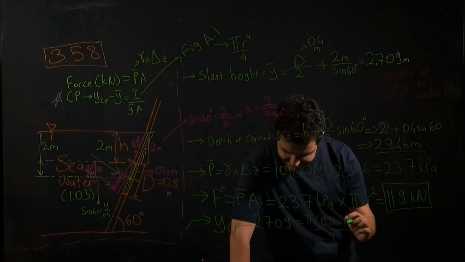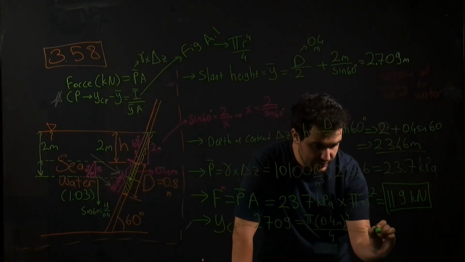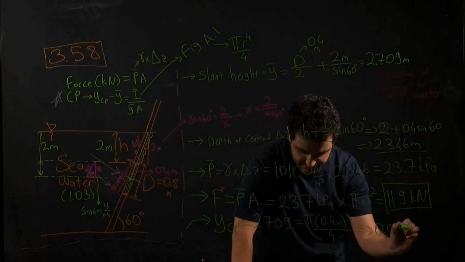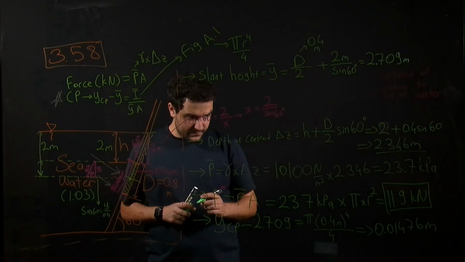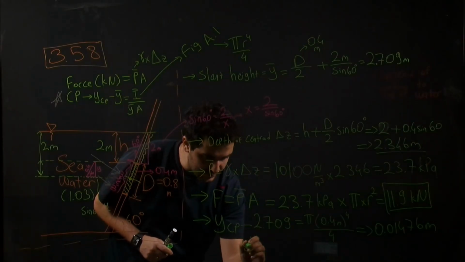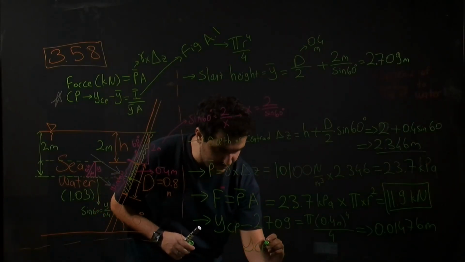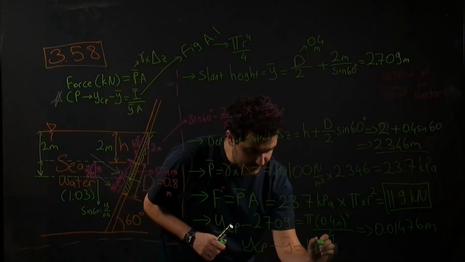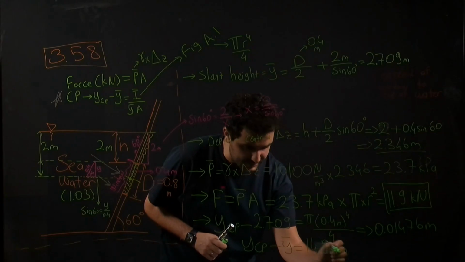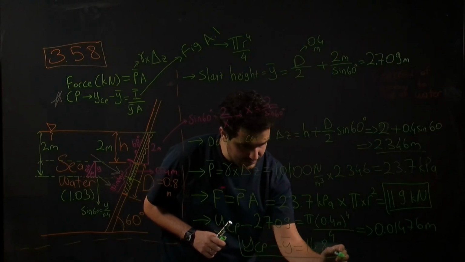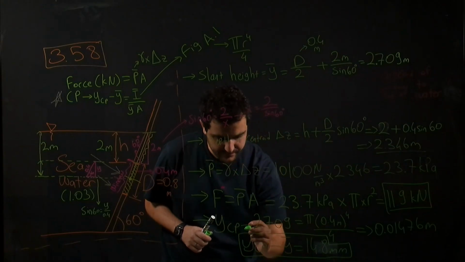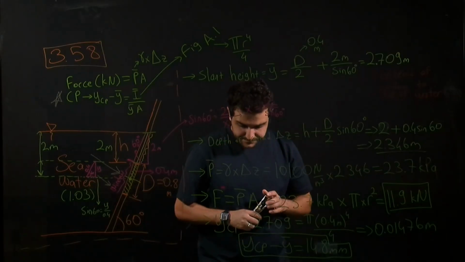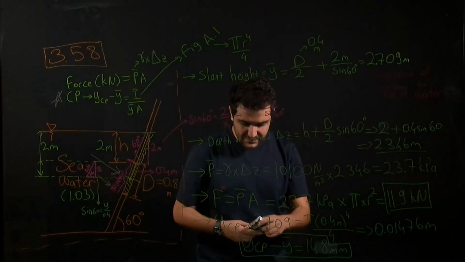And this gives 0.01476 meters. We can get center of pressure minus centroid is equal to 14.8 millimeters. Is it visible? Yes. So what does this mean?